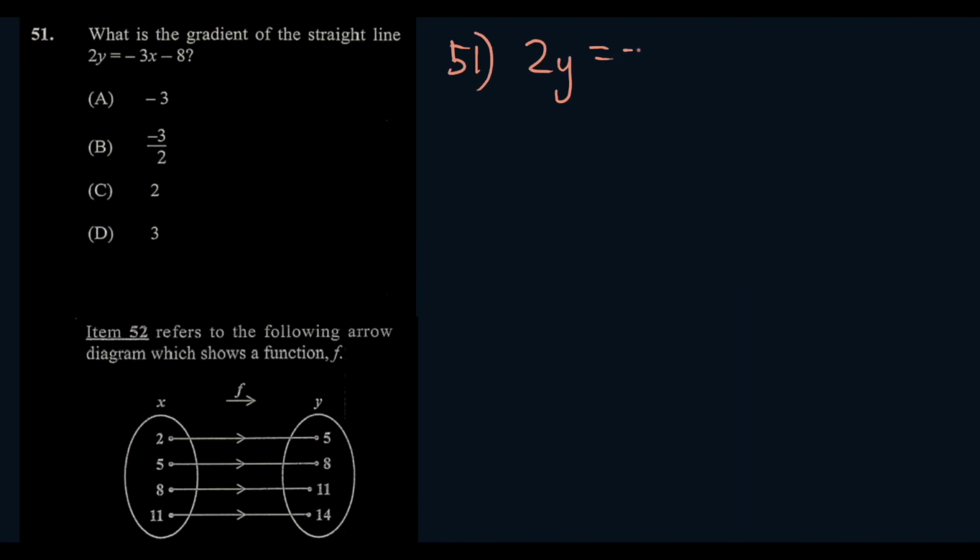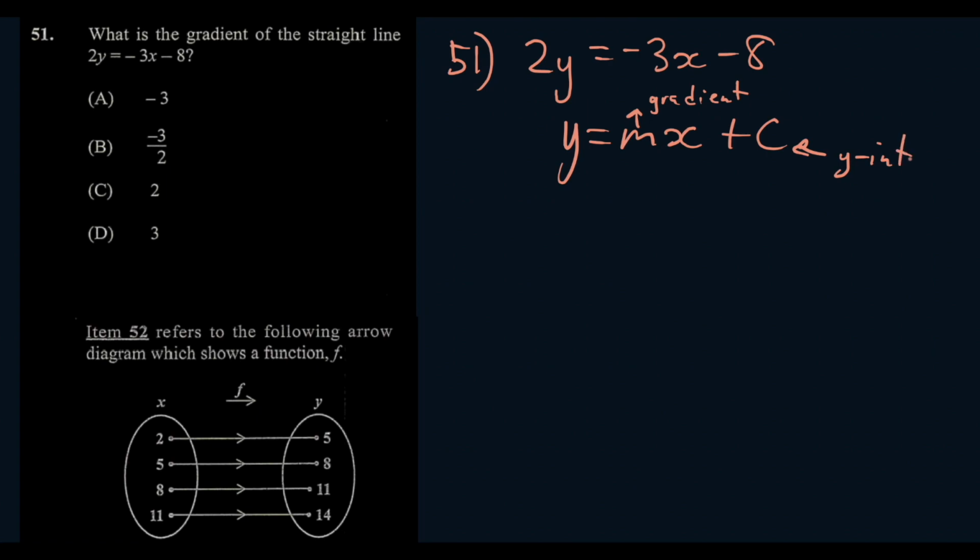What is the gradient of the straight line 2y equal negative 3x minus 8? So in order to figure that out, I need to put this in the form y equal mx plus c. Now whenever an equation is in the form y equal mx plus c, the m represents the gradient and the c obviously the y-intercept, like we discussed earlier. Now the thing is, if it's not in this form, we cannot say that m is a gradient. We have to get y by itself as the subject of the formula.